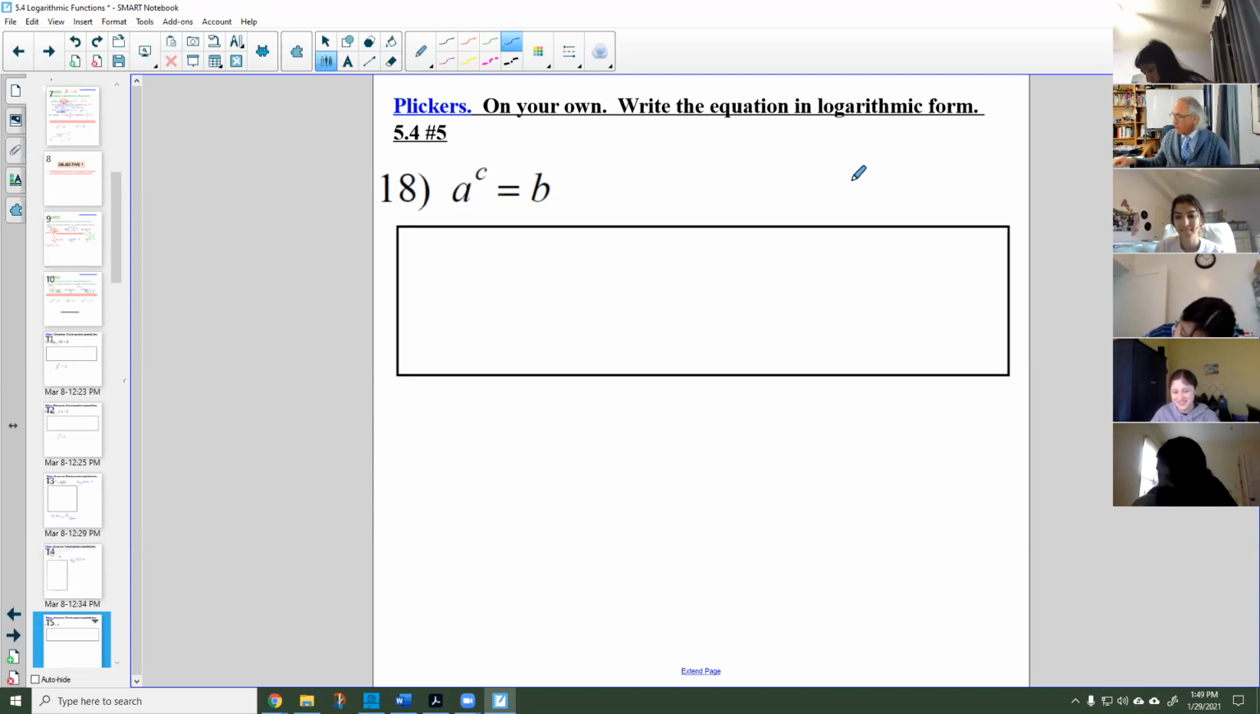Okay, so Tiana, you have an answer for me? Yes. Log base A of B equals C. Log base A of B equals C. Logarithm is an exponent. Very good. Well, that's good progress. This is good.